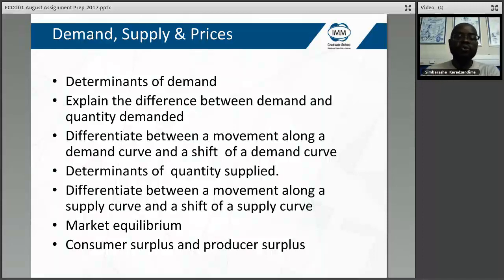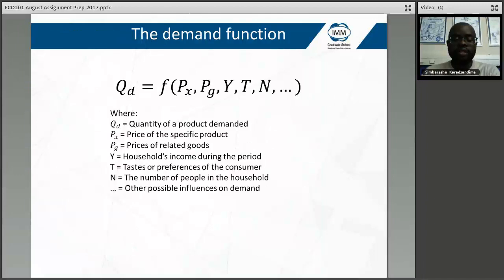All right, then we move on to demand, supply, and prices. When you look at demand, supply, and prices, it is important first to look at the determinants of demand. We explained the difference between demand and quantity demanded. We need to be able to differentiate between a movement along the demand curve and the shift of the demand curve. You find that in a multiple choice in the examination, these are things that they will be trying to see whether you know the difference. Look at the determinants of quantity supplied, differentiate between a movement along the supply curve and a shift of the supply curve. Look at market equilibrium, consumer surplus, and producer surplus.